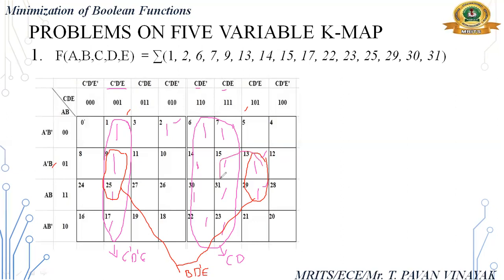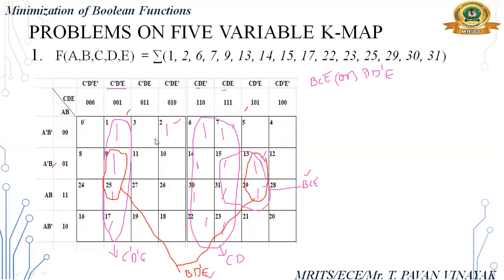So we get this one. If you take this one, what is its expression? BCE. So you can take any one, either this or this. Okay, BCE or B, D bar E. You can take any one because we covered it already. So no need to take both.